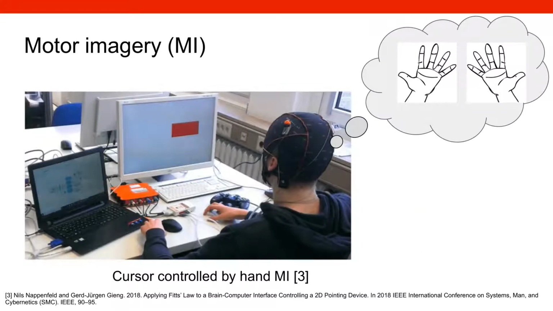Motor imagery, or MI, is a paradigm of BCI that uses visual-motor imagination to visualize the execution of motor tasks. It generates classifiable brain signals in an intentional act and does not require any external stimulus. The example shows a user steering a computer mouse by imagining left or right-hand movement.